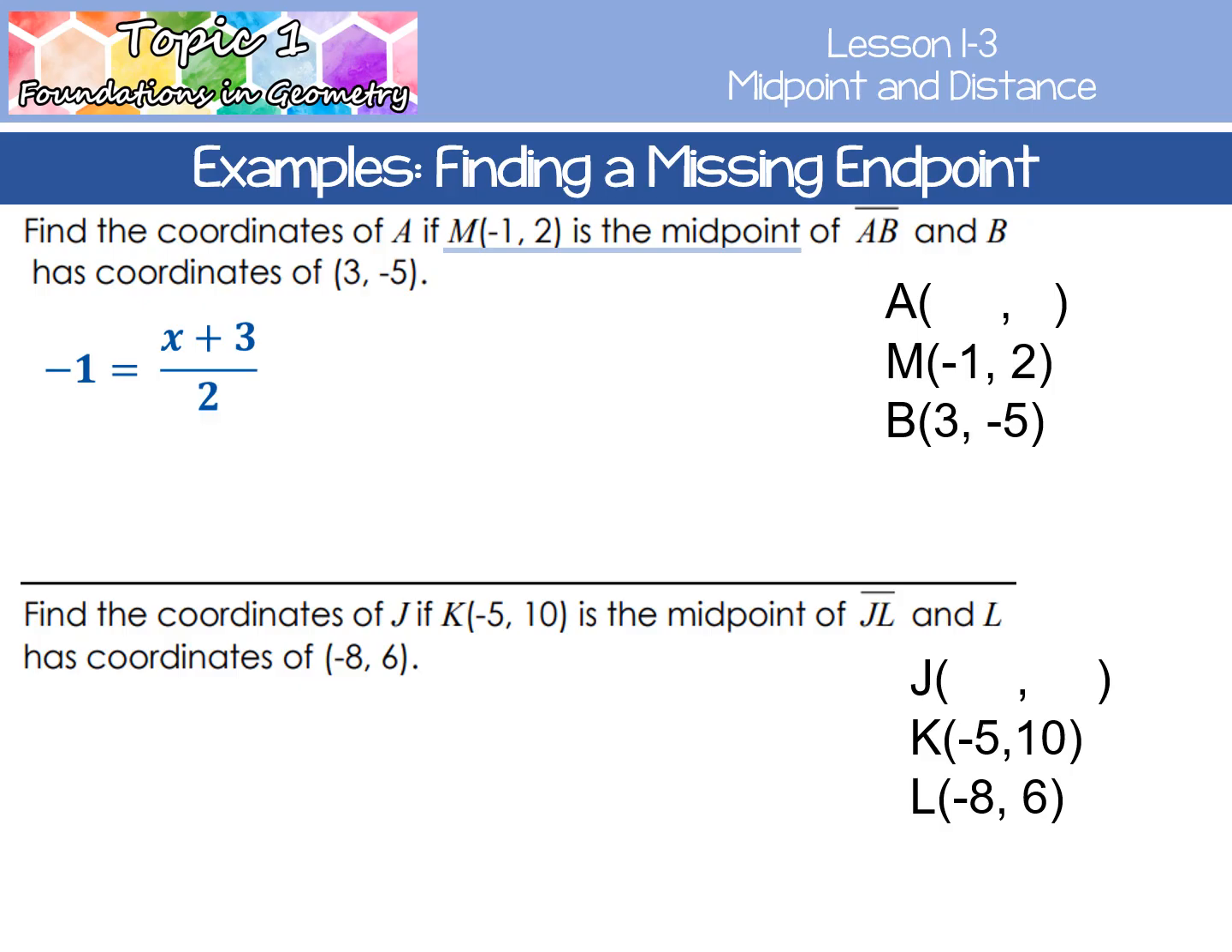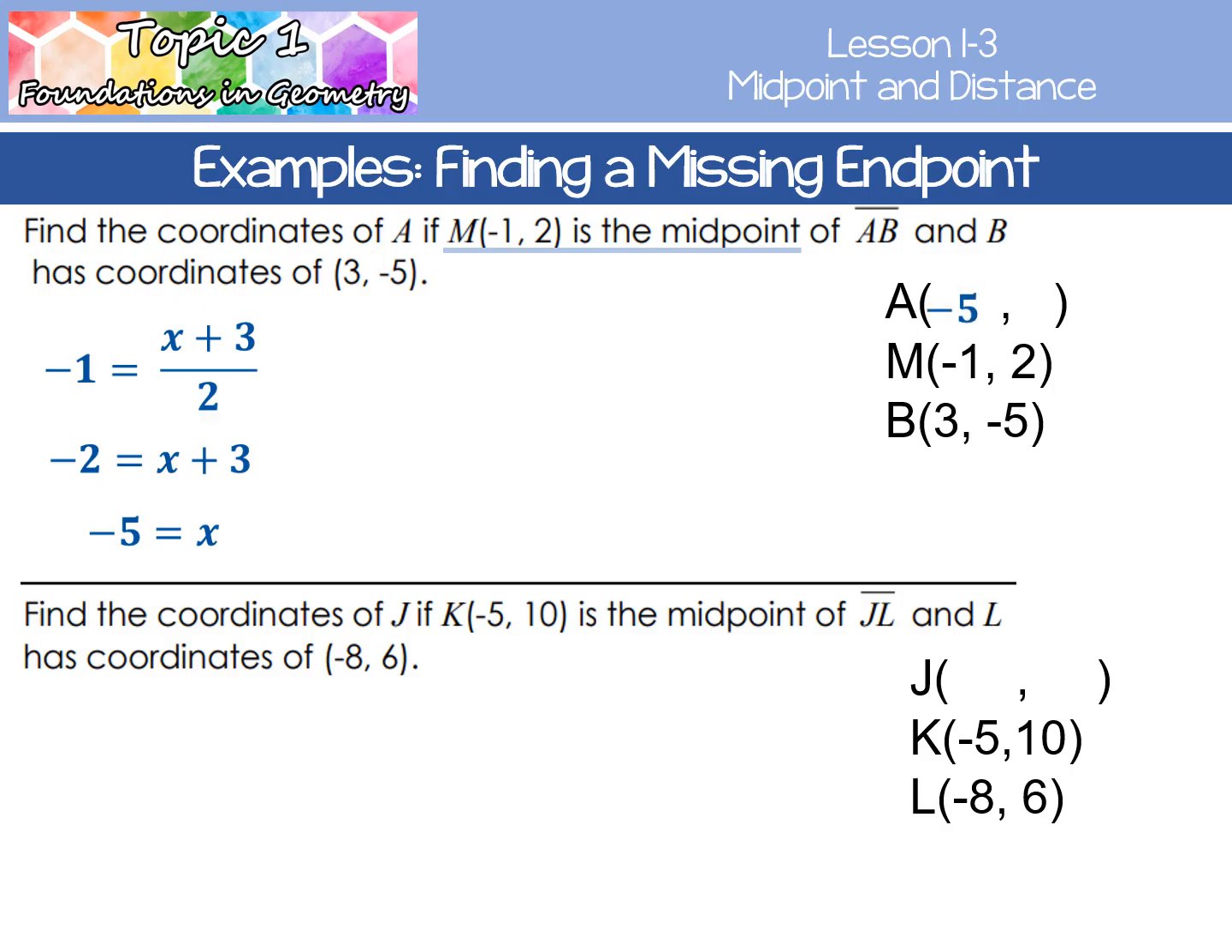So we know the midpoint has an x value of negative 1. So negative 1 must be the average of whatever the x is for A, and the 3, and divide by 2. Let's see, we can calculate x is negative 5.